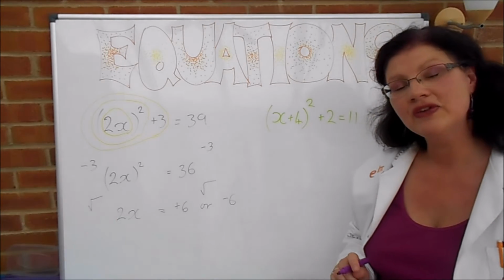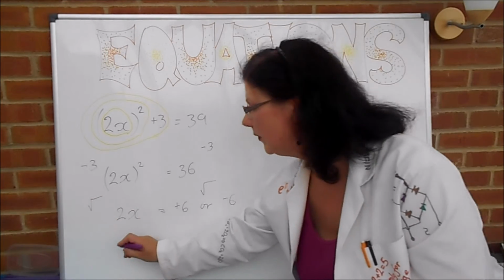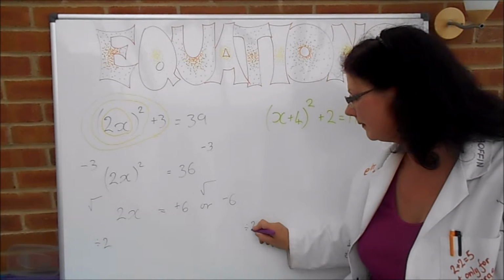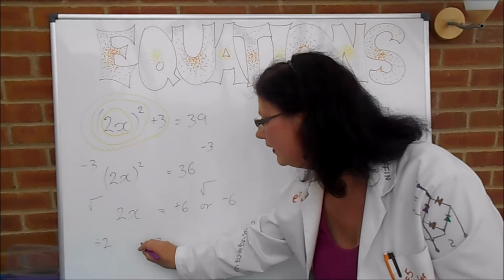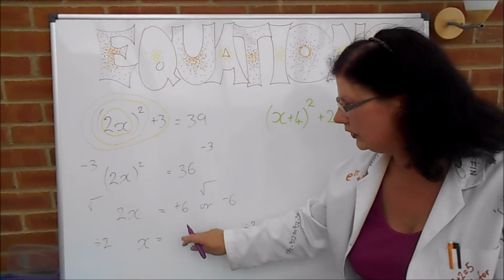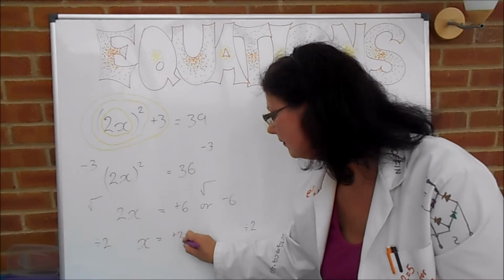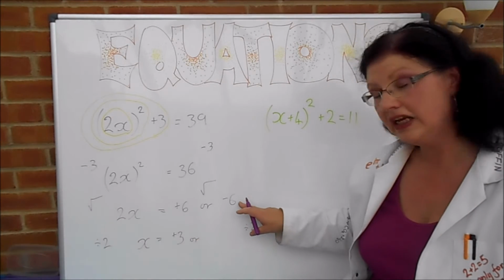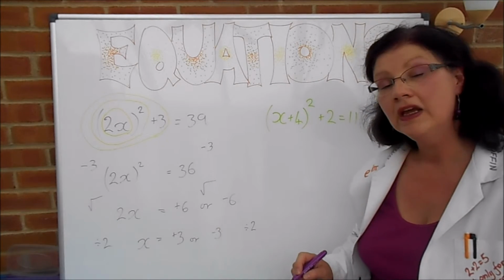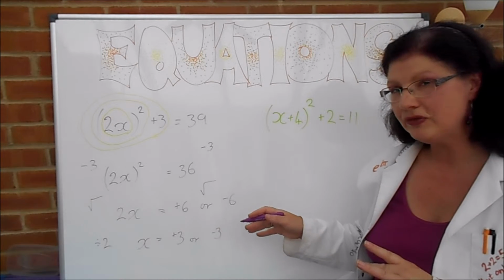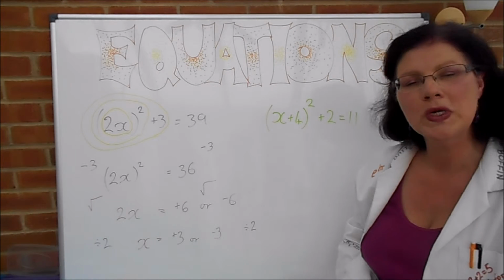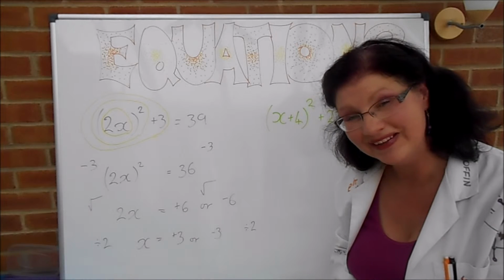So the final layer we've got to get rid of is that times by 2. So we're going to divide by 2 on both sides. So that means that x equals positive 6 divided by 2, which is positive 3, or negative 6 divided by 2, which is negative 3. So we've got 2 answers. They both happen to be 3's in this case, but they might not always be, so just watch out for that. So positive 3 or negative 3 are the answers for the purple one.